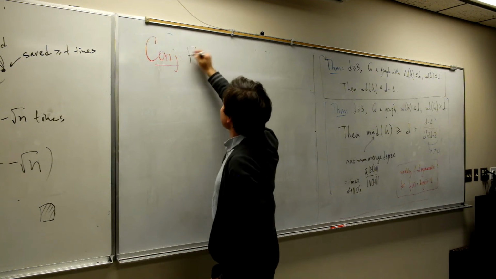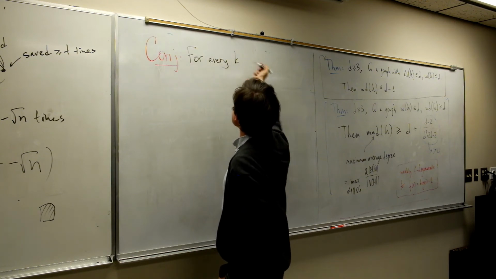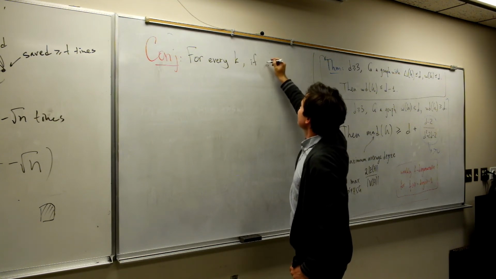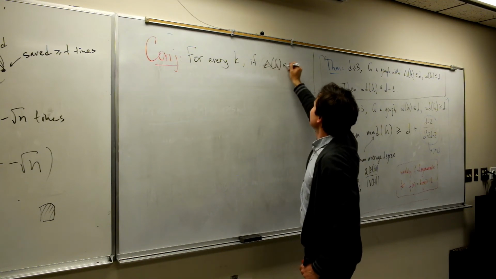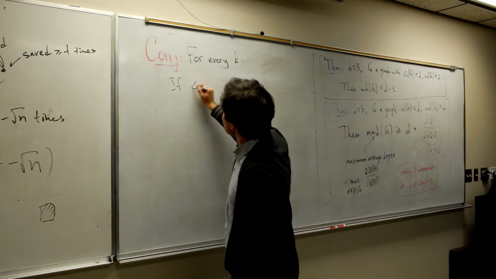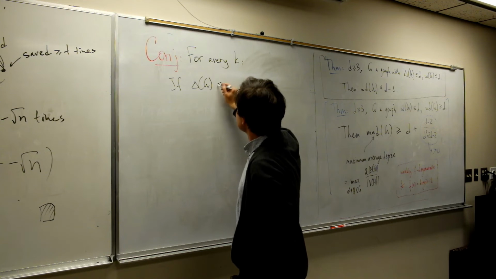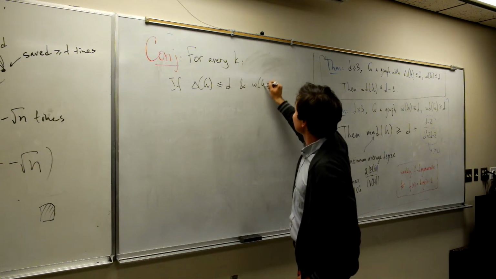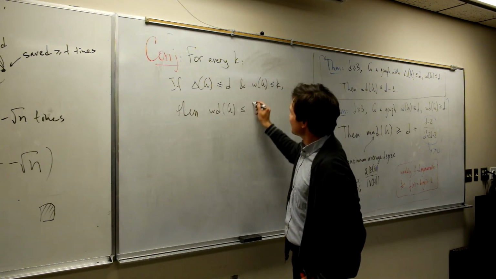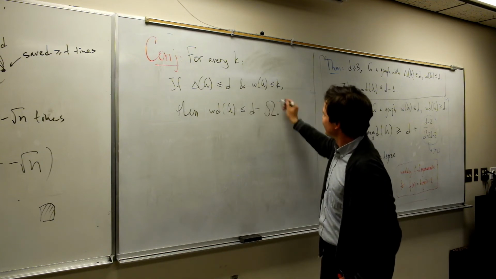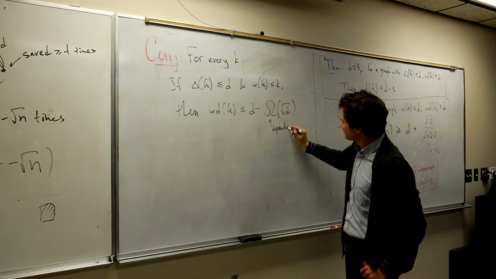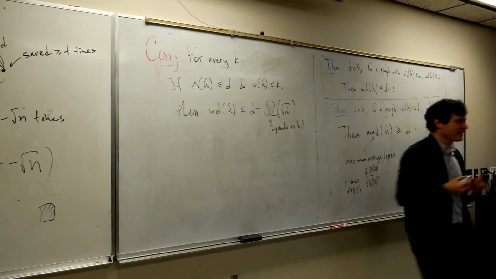So the conjecture is this: for every integer k, if the maximum degree of a graph is at most d, and the clique number is at most k, then the weak degeneracy is at most d minus some constant times root d, where the constant can depend on k. Depends. And I don't care how.